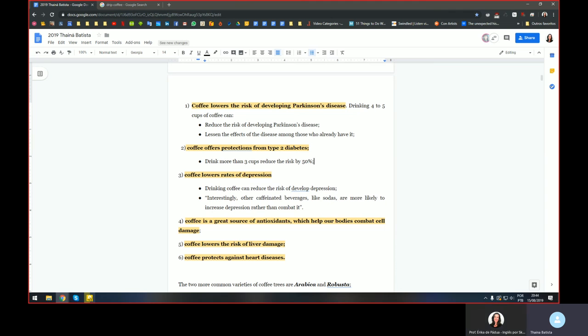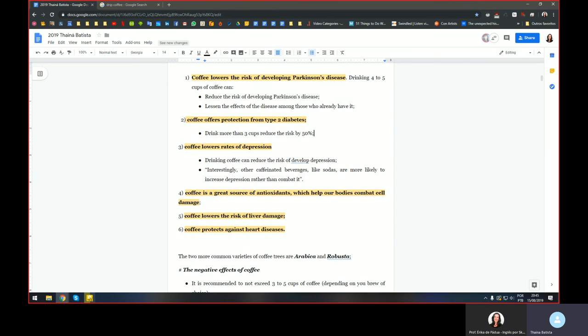And the second, coffee offers protection from type 2 diabetes. To get this protection, you need to drink more than 3 cups. And if you do it, the risk will reduce by 50%. Wow, which is a lot. And third, coffee lowers rates of depression.